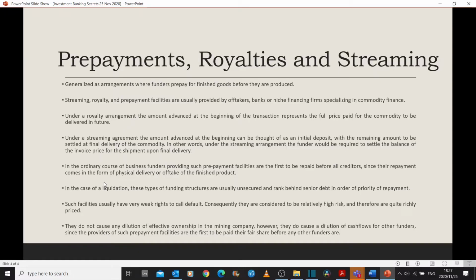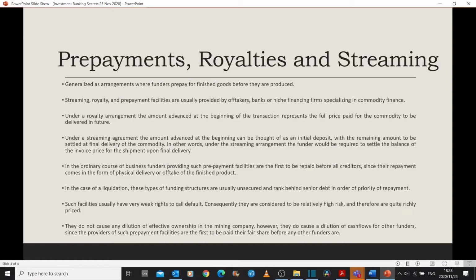Okay. In the ordinary course of business, funders providing such prepayment facilities are the first to be repaid, before all creditors. This is quite important, because if they are off-takers, when you deliver the gold, I say I want 1%. So I deduct that 1% and I give you the net proceeds thereafter. So when you do your income statement, it'll be gross revenue minus royalty, equals net revenue. And after net revenue, everybody else, salaries, taxes, everything, falls after that.